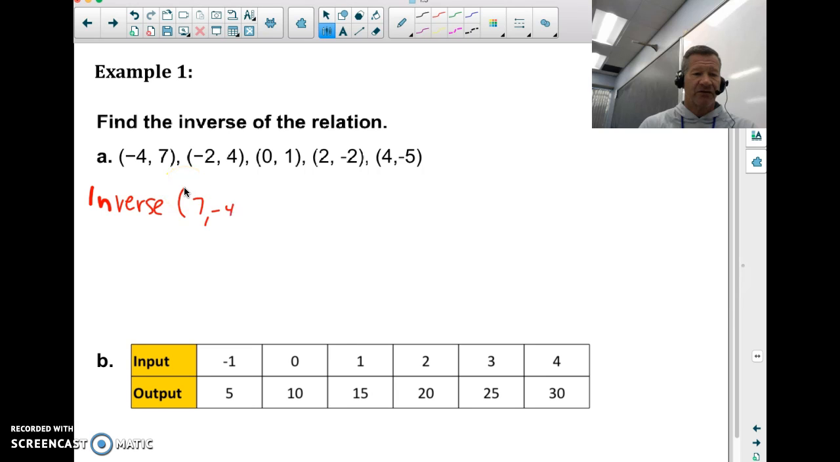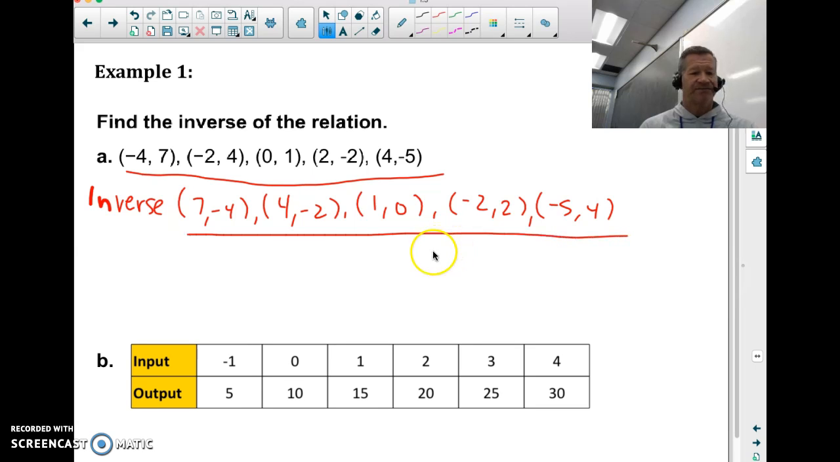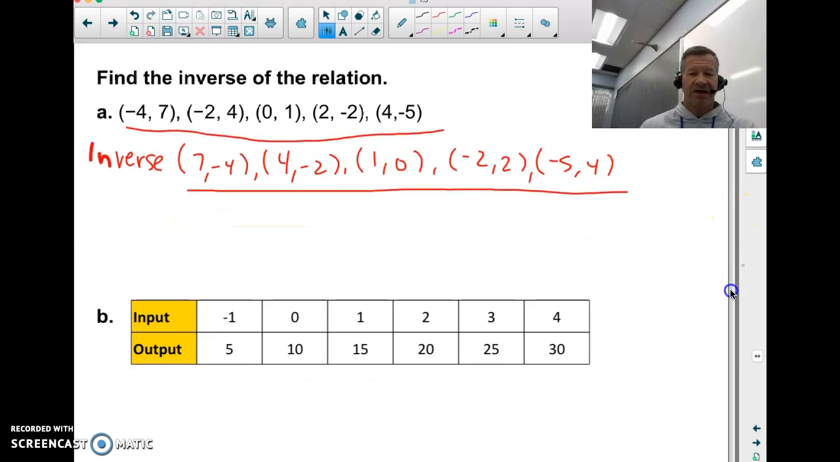So (7, -4), (4, -2). Just switching around coordinates. (0, 1) equals (1, 0), (-2, 2), and then (-5). So if a relation contains these points, then its inverse will contain all of those points. Simple as that.